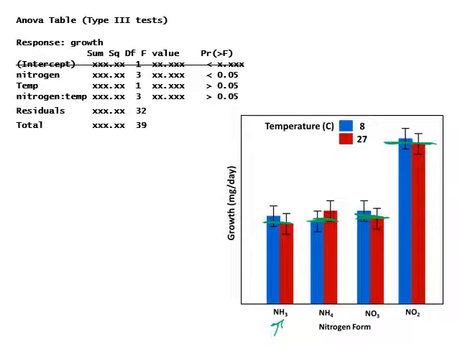And remember, only one mean has to be significantly different for you to get a significant effect. So the effect of nitrogen in this table with 3 degrees of freedom is significant. The P is less than 0.05.